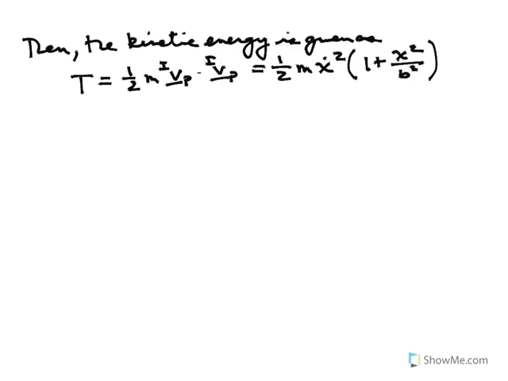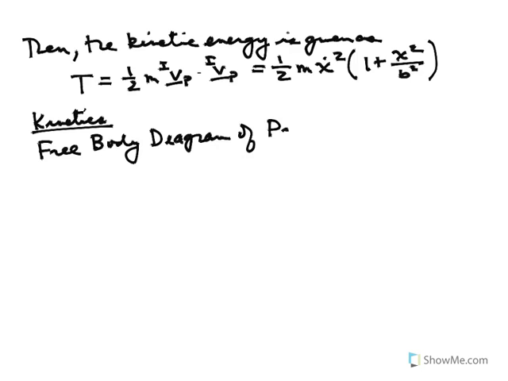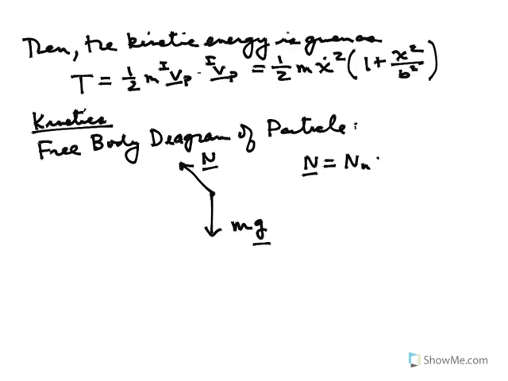Now we want to apply both forms of the work-energy theorem. To do that, we need to do the kinetics next. The kinetics are done as follows. The free body diagram of the particle is as follows. We have the force of gravity acting downward, and then we have a normal force. Now, let's characterize both of these. N is equal to N_n e_n plus N_b e_b, and mg is equal to minus mg e_y. Now we have to be a little careful, because we have to make sure that we decompose these forces correctly.